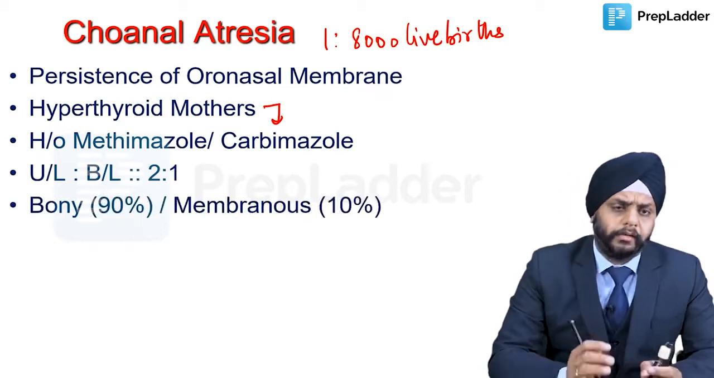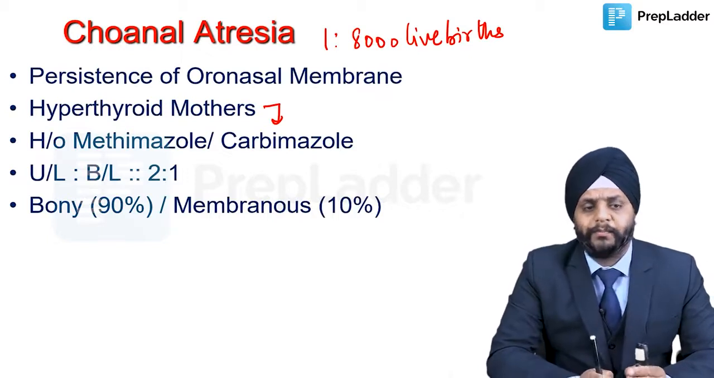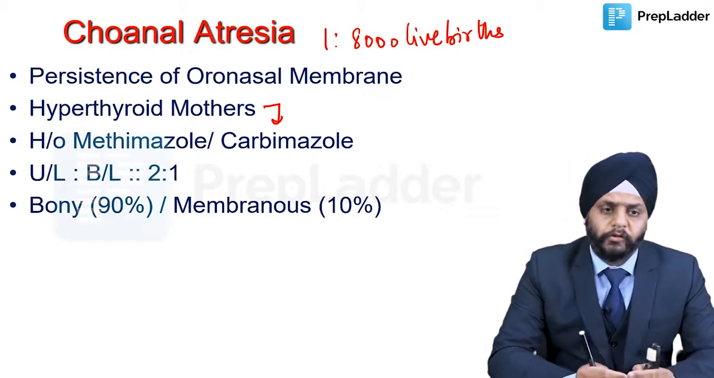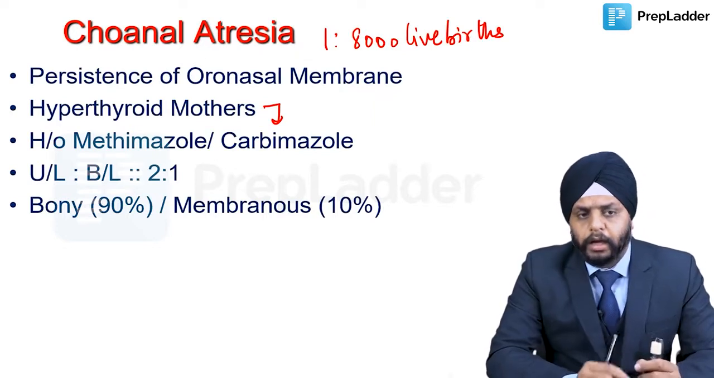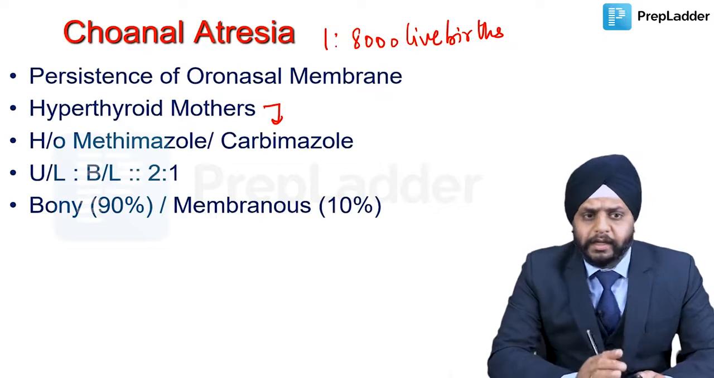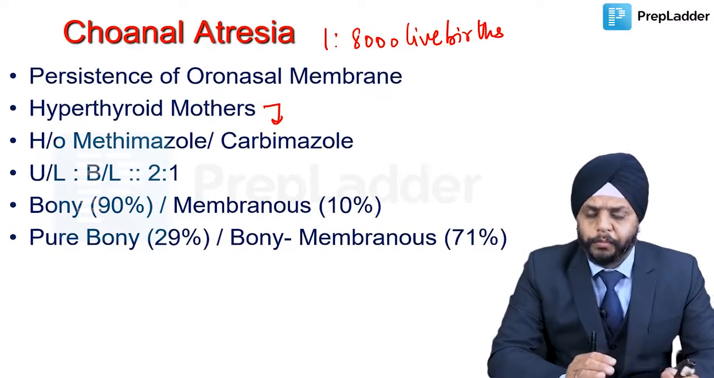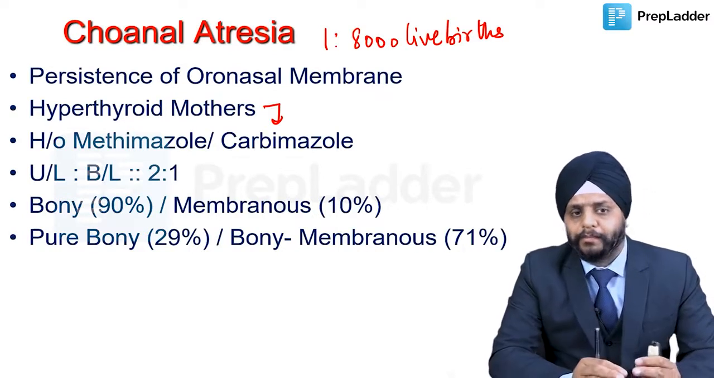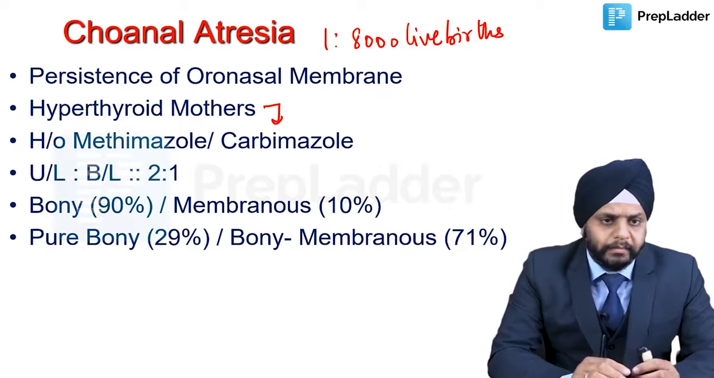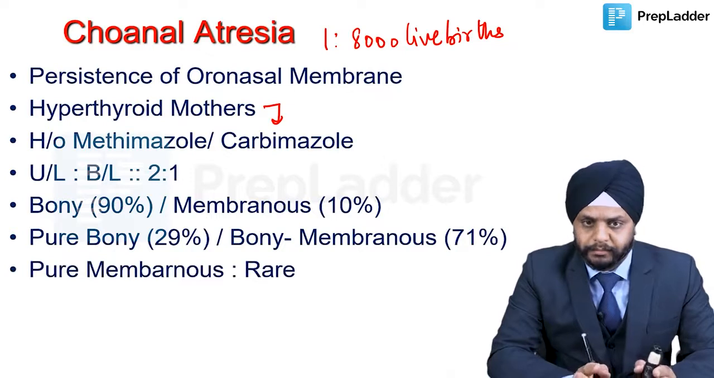Now it was earlier thought that this atresia is 90% of the time bony, where the membrane is actually bone, and 10% of the time it is membranous. However, recent studies have shown that 29% is pure bony and 71% is bony membranous mixed. That means that the pure membranous variety is extremely rare. It is almost nil.